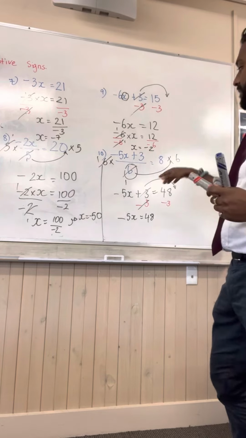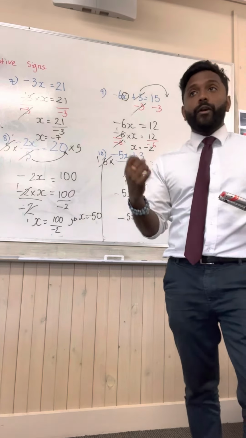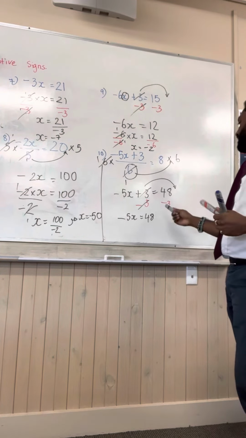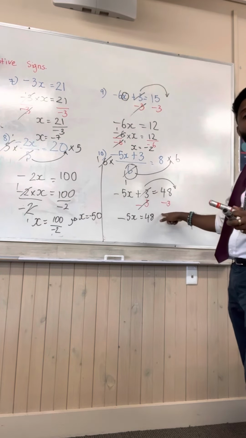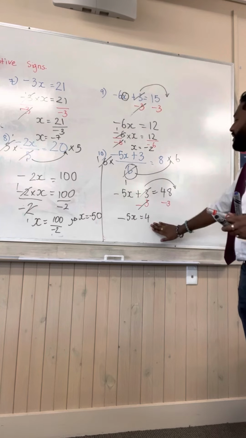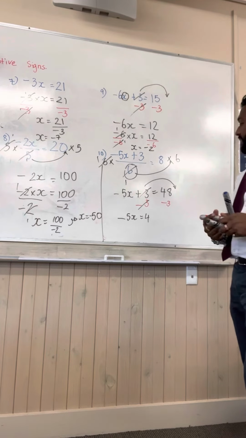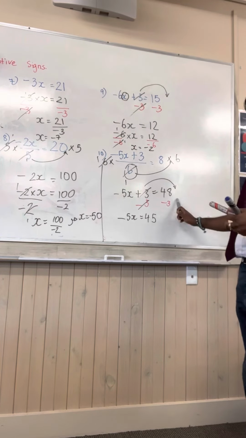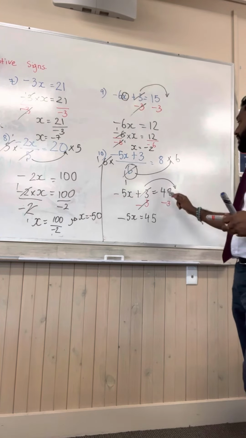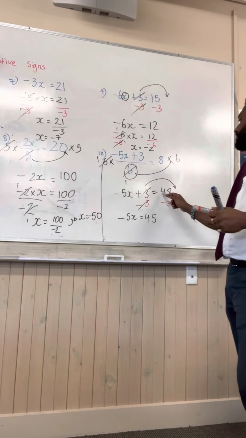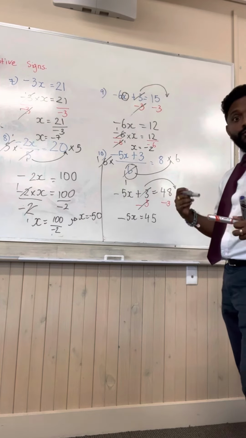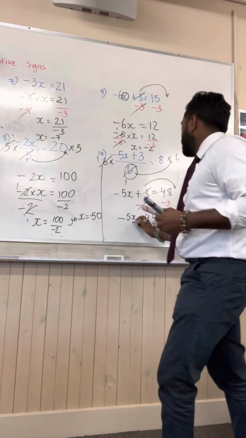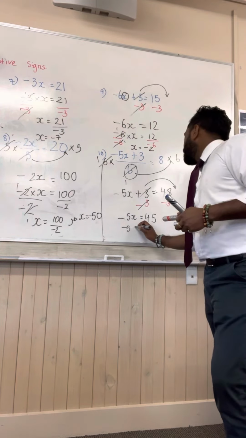Cool. So after doing that, you're still not left with what x is. You need to get rid of it. I can notice that I've made a mistake here. 48 take away 3 is equal to 45. And that's why I always write this statement here. If you're so good at this, you can just do it in your head. But if you're still struggling with this concept, write it out. So now you're left with negative 5x equals 45.